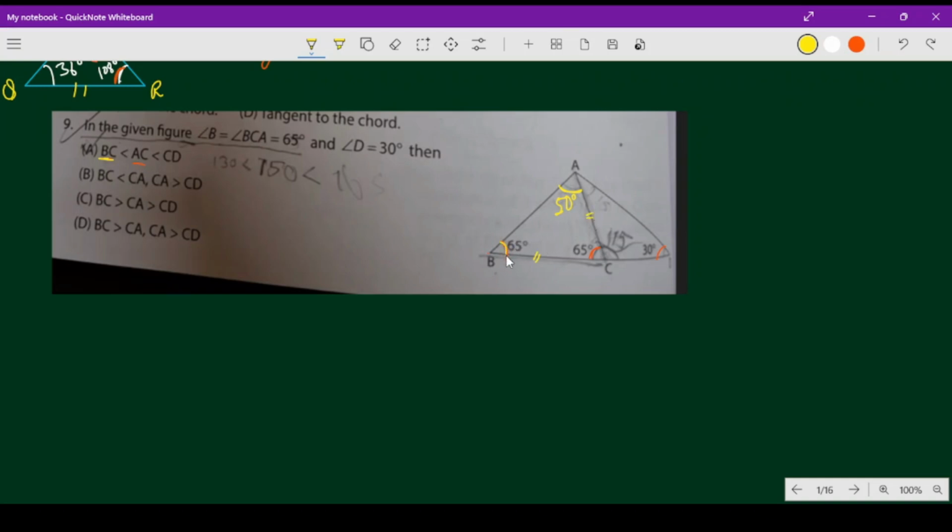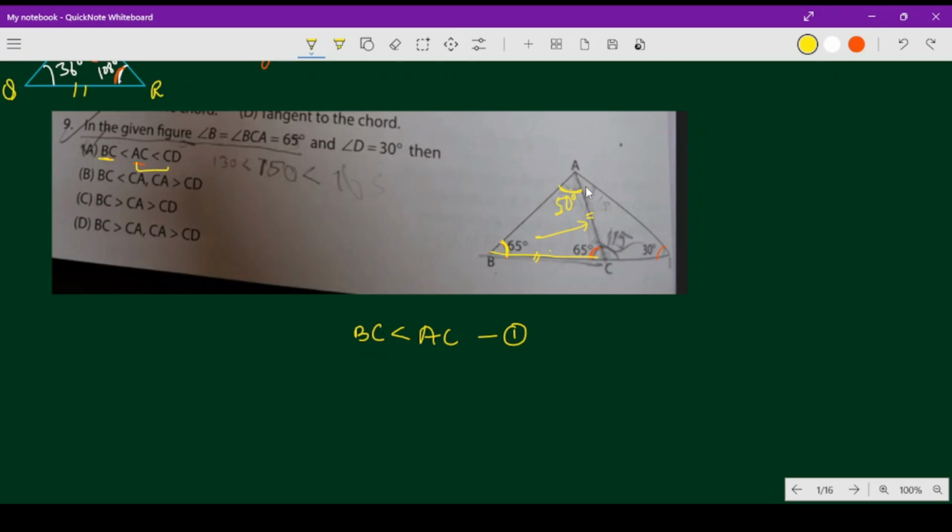Over here angle B is 65 degrees and this is 50 degrees. Out of these, angle B is bigger, so its opposite side AC is bigger than the side opposite of angle A, which is BC. So we can write that BC is less than the side AC. This is the first thing we got. Now let's move to compare AC and CD.